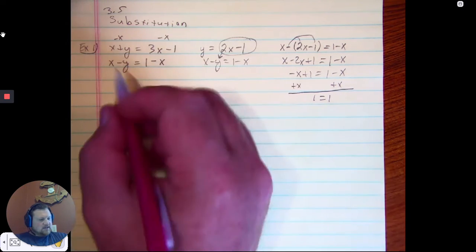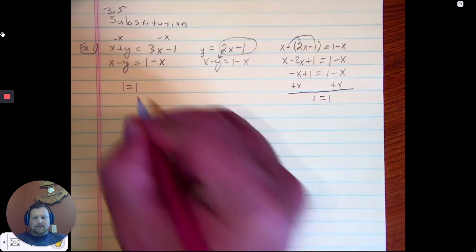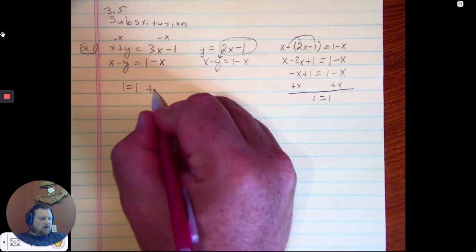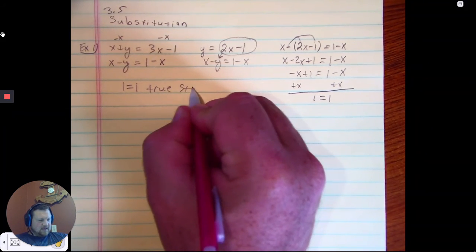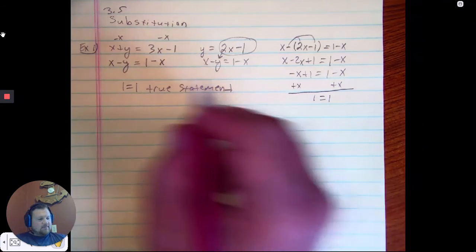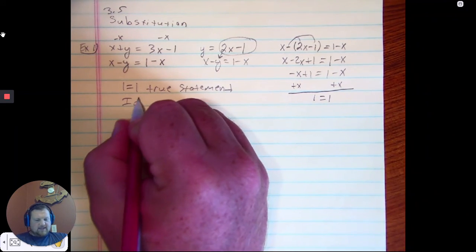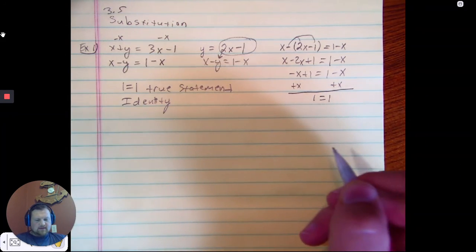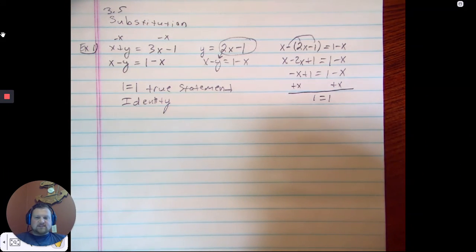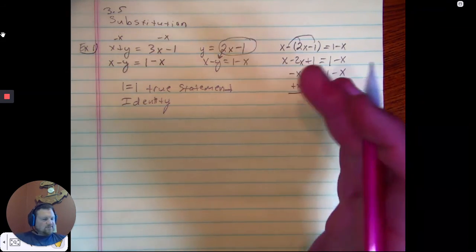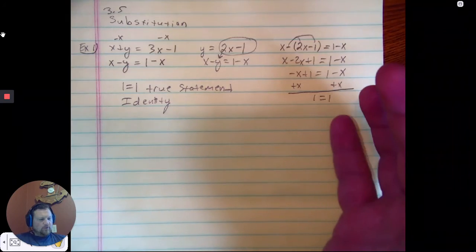Well, in this case, does 1 equal 1? Yes. When will 1 equal 1? Always, right? This is always going to be a true statement. And because it's a true statement, that means this is what we call an identity. Okay, so because this is an identity, that means that when it works for one of them, it will work for both of them.